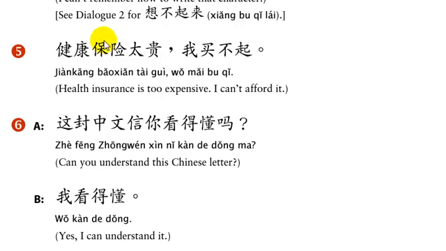All right, 健康保险太贵，我买不起. Okay, 买 is to buy something. 买得起 means that you can afford something. You can afford it. You can afford that car. 买得起. Here we have a 不. 买不起 means you can't afford it. You can't afford it. 健康保险太贵，我买不起.